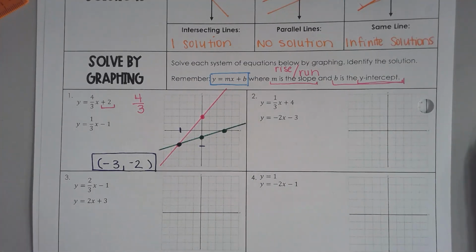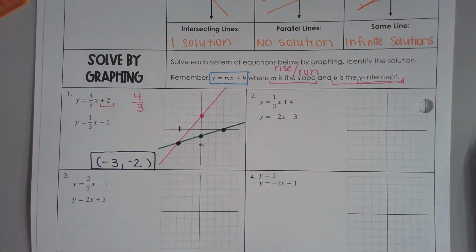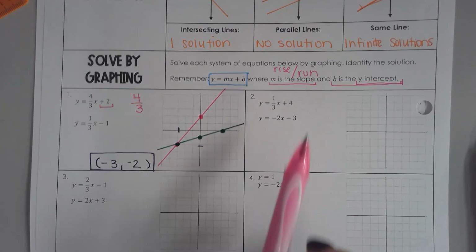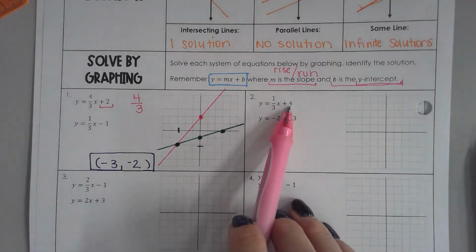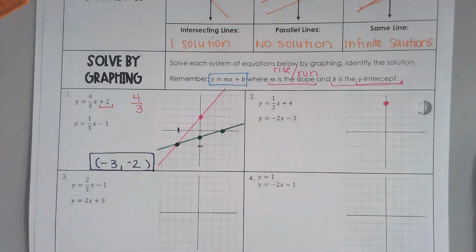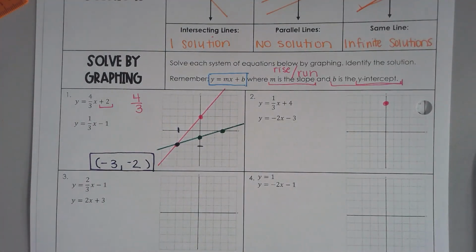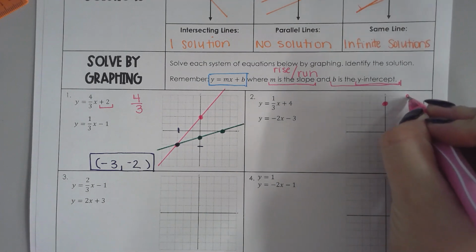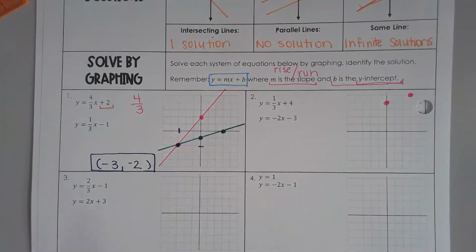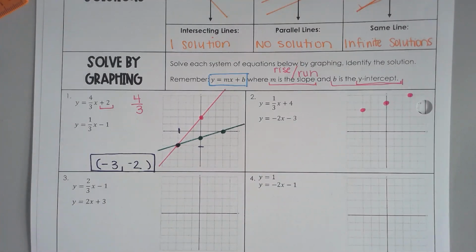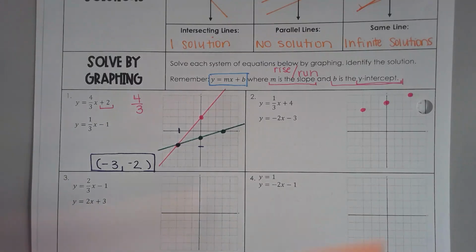Number 2. My first line on number 2 has a y-intercept of what, Addison? 4. And it has a slope of what, Aiden? 1/3. So I'm going to count up 1, right 3, or I could go down and left. Any more, I'll run off of my graph.